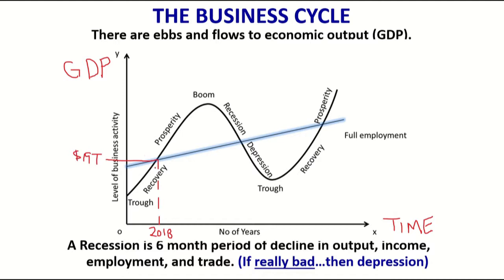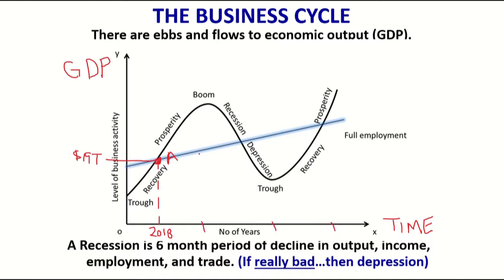Well, how do we know we're supposed to have $19 trillion at this point A? Well, we use forecasting in economics, and just like a weather prediction or forecast, there are certain statistics and mathematics that we use to predict how much we should be producing in any given year. So we could say 2019, 2020, 2021, we should be producing.